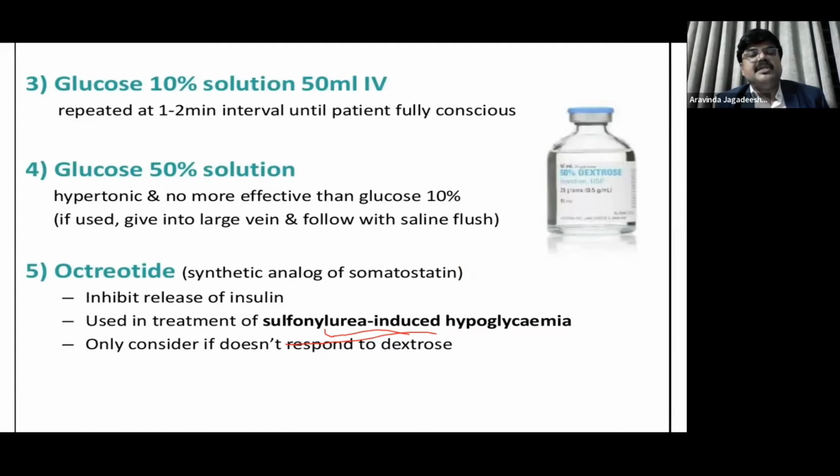In rare cases, octreotide is also used, which inhibits the release of insulin. This is used in the treatment of sulfonylurea-induced hypoglycemia. Only consider it if it doesn't respond to dextrose. This is one of the treatment options.